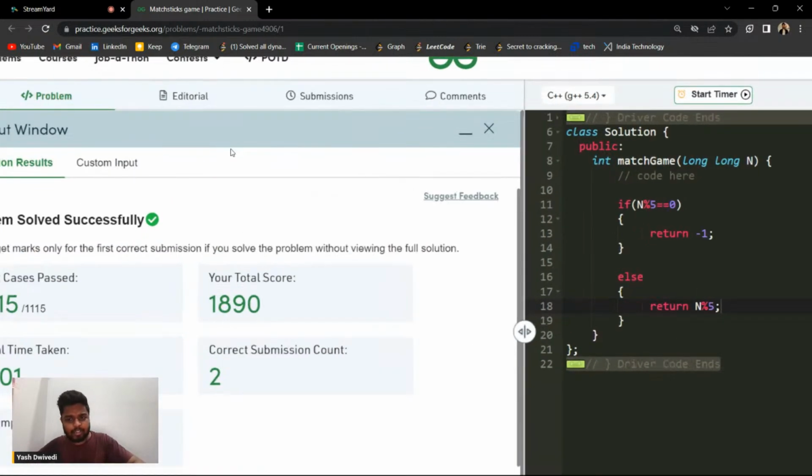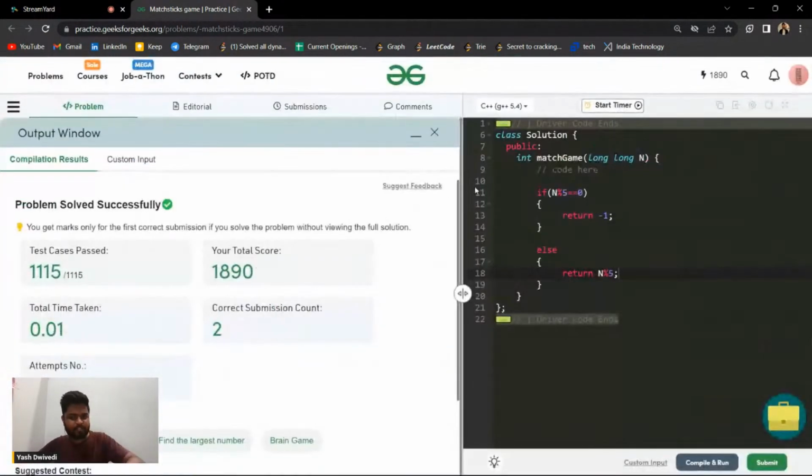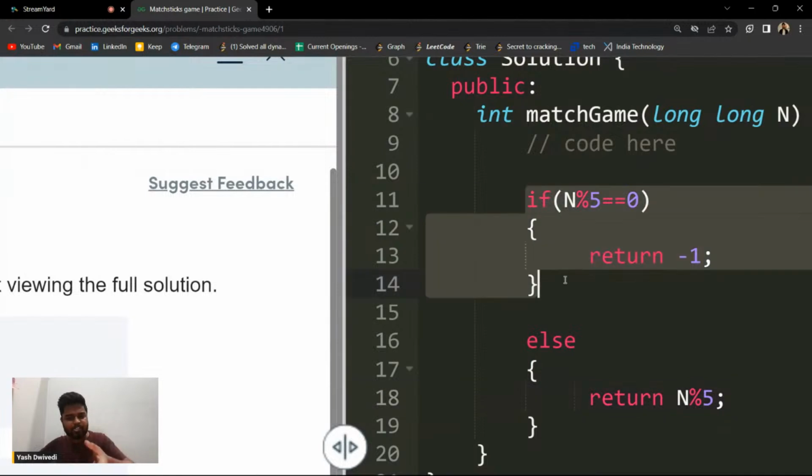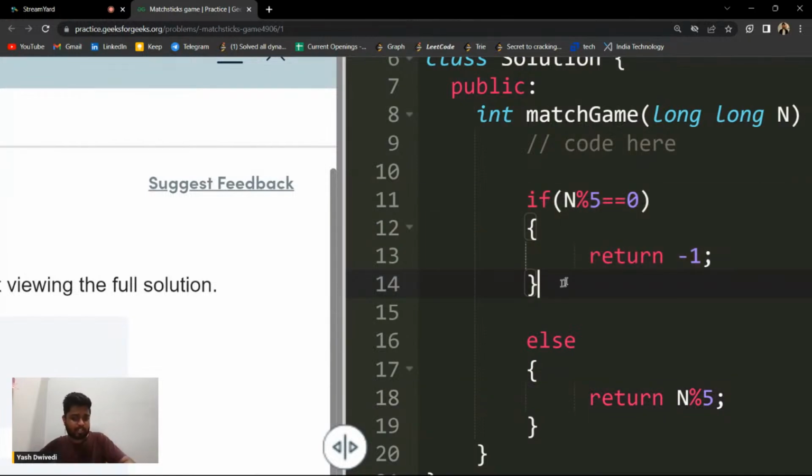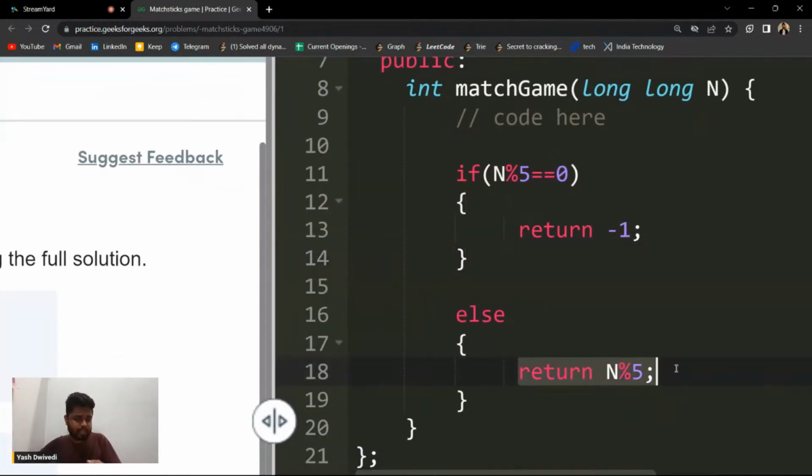This is a simple, short and sweet code: if the n value is a multiple of 5, then a player starting with that multiple of 5 will always lose. Otherwise, the number of stones that you need to pick in the first go is nothing but n modulo 5. So A needs to pick n modulo 5 number of stones.